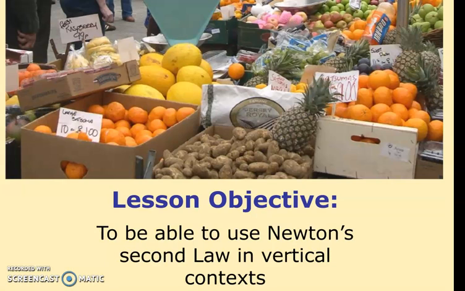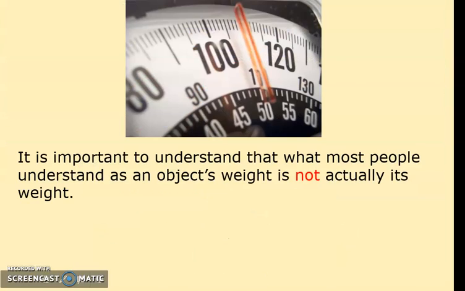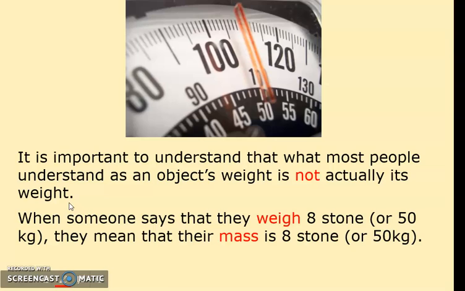So anyway, some of you probably should know this, but just in case, there is a difference between mass and weight, and most people don't understand it in the real world, but we as mathematicians need to be able to do so. So mass is not weight. Let's get that done first of all. If you say what you weigh to be 8 stone or 50 kilograms maybe, then that would be wrong. What you really mean is that your mass is 8 stone or 50 kilograms.